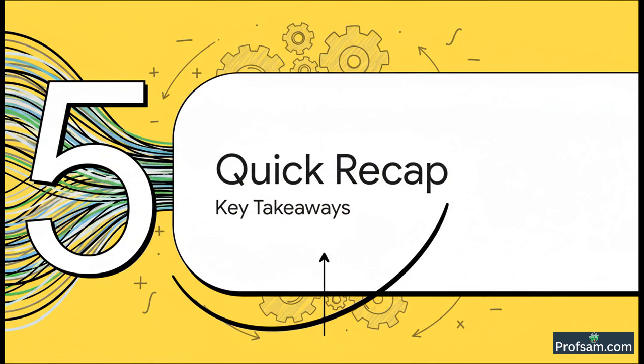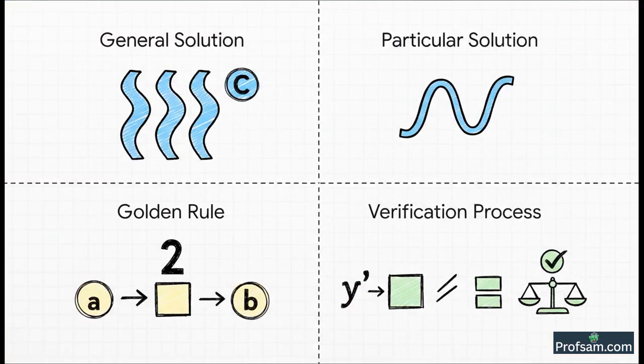That was fantastic work. Before we finish, let's just do a quick recap to make sure these key ideas really stick in your mind. So just remember, the general solution is the template with arbitrary constants. The particular solution is your specific version with no constants. The golden rule is that the order of the DE equals the number of arbitrary constants. And to verify any solution, just differentiate, substitute, simplify, and compare.